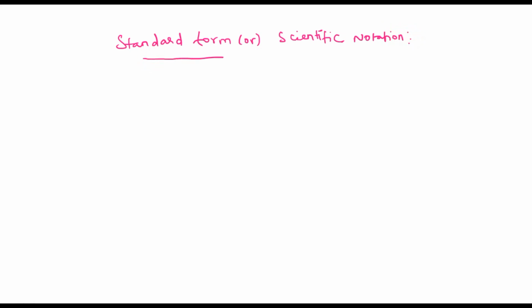So how to define standard form and scientific notation? Scientific notation, or scientific form, can be written in many ways. It may be used for a number that is either too big or too small.